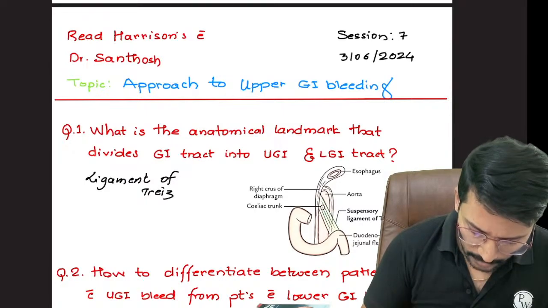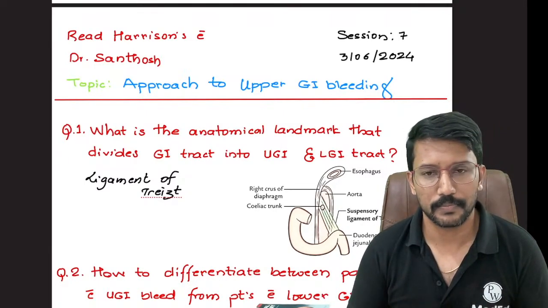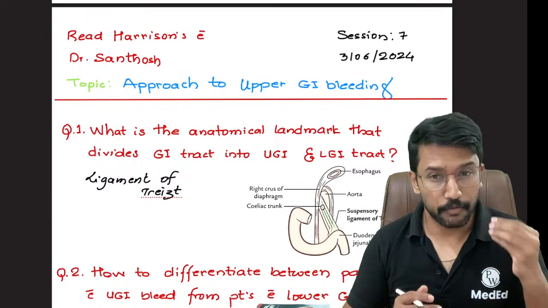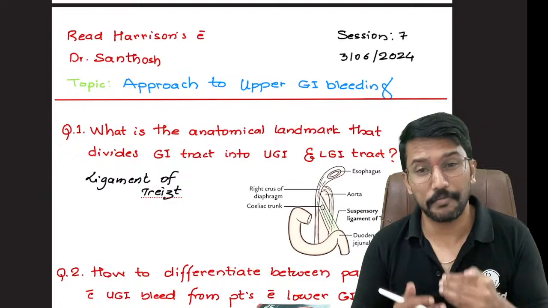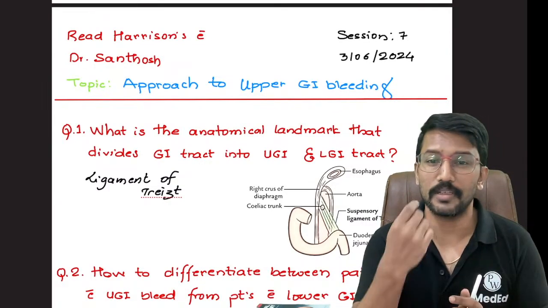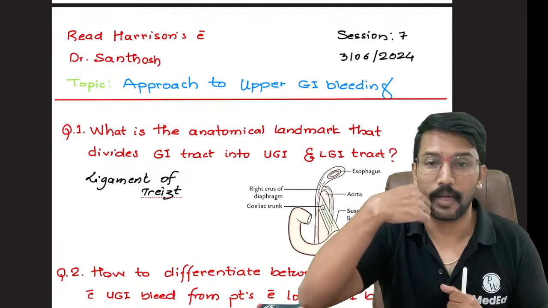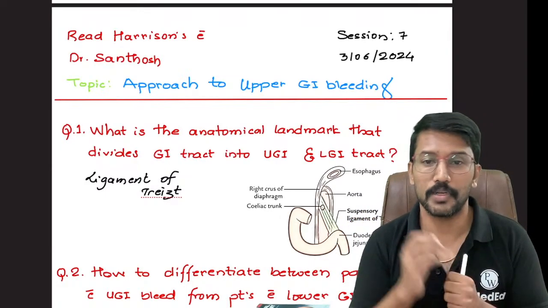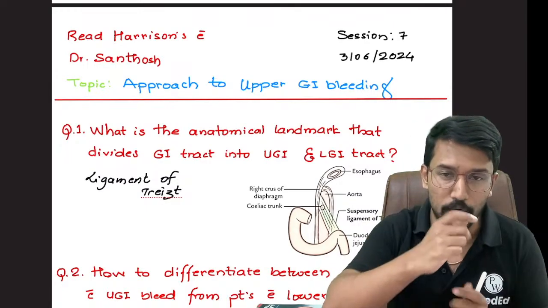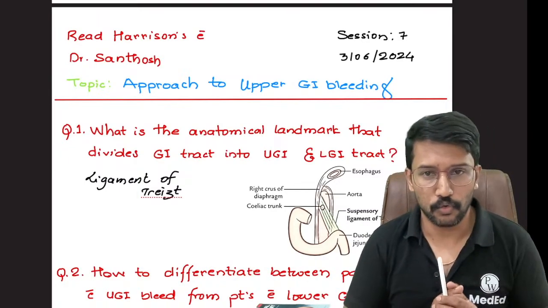Now, why are we so much concerned about separating the upper and lower GI bleeds? Because we can clinically distinguish whether the patient is bleeding from upper GIT or lower GIT, but for a definitive diagnosis, we need to visualize the site of bleeding. How can we visualize? By putting the camera into the GIT. If I am bleeding from the upper GIT, then you have to put a camera from the top. That is what we call upper GI endoscopy. If I am bleeding from the lower GIT, probably you need to put the camera from the bottom. That is what we call colonoscopy or lower GI endoscopy.